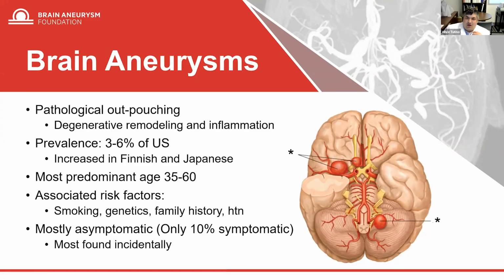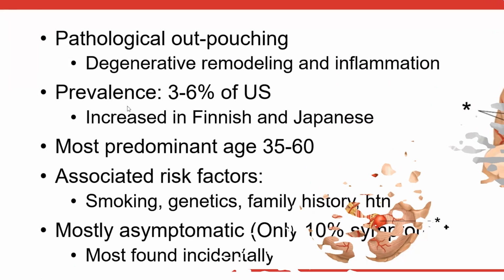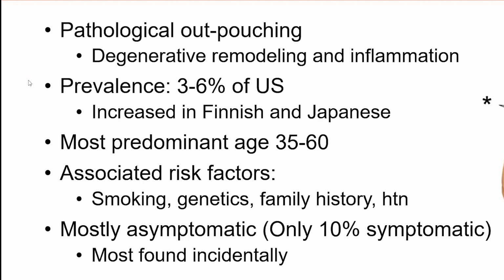They generally form because of something called degenerative remodeling. So it's not like you're blowing up a balloon and the blood pressure causes your vessels to push outward. It's actually an active, biologically driven process where the tissue is remodeling outwards. And it's almost like it is remodeling that way in an uncontrollable fashion. And it's typically associated with a high amount of inflammation. And this is prevalent in about 3 to 6% of the US population, but is almost double that in certain groups like the Finnish and Japanese populations. They're typically detected at ages between 35 and 60, and is associated with several risk factors, including smoking, several genetic disorders, family history, and hypertension.